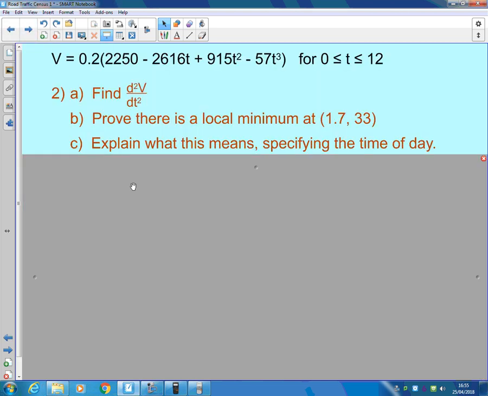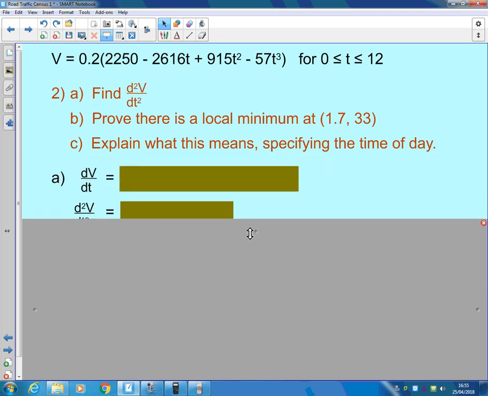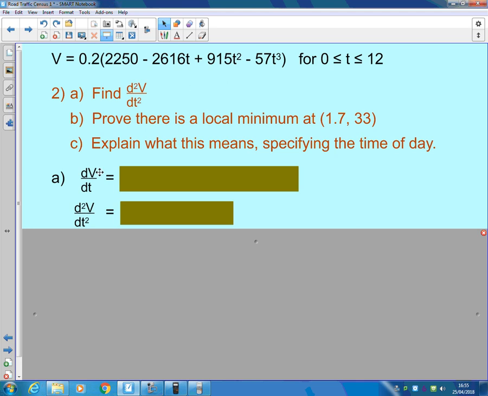So, question two. Still the same formula, V equals the same thing in terms of T. It says, find d²V over dT². Prove there's a local minimum and where it is. Explain what this means, specifying the time of day. So first, let's find d²V over dT². We do that by first finding dV over dT, then d²V over dT². So we've got to differentiate twice. Now, I could expand by 0.2, but I'm not going to bother doing that. But I mustn't just get rid of it. I leave it there. So I have 0.2, then I differentiate that part.